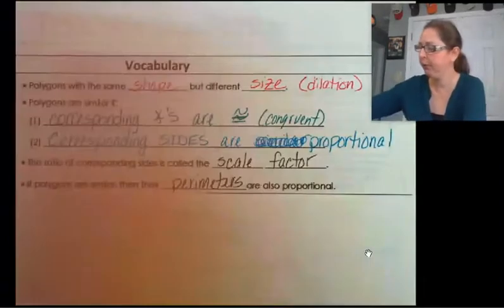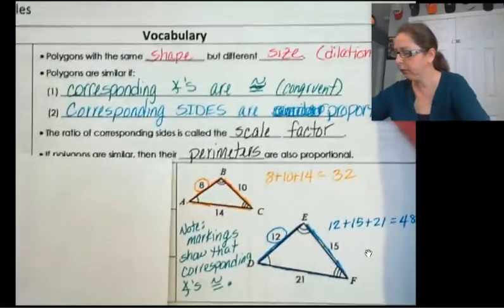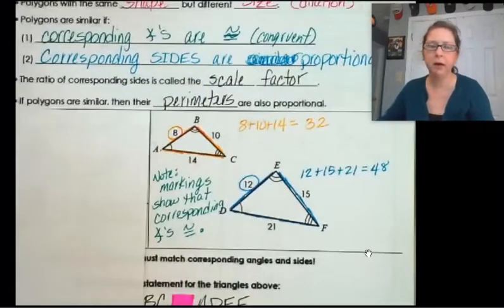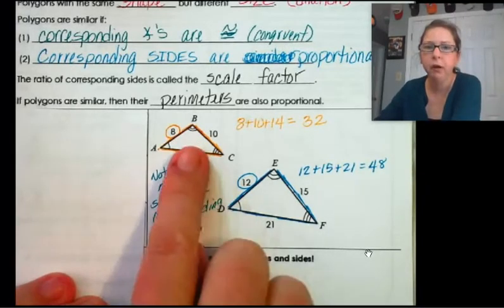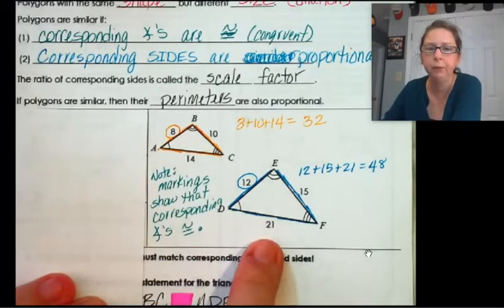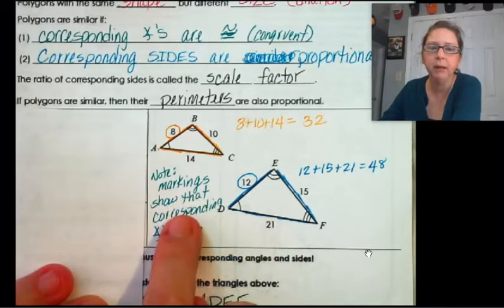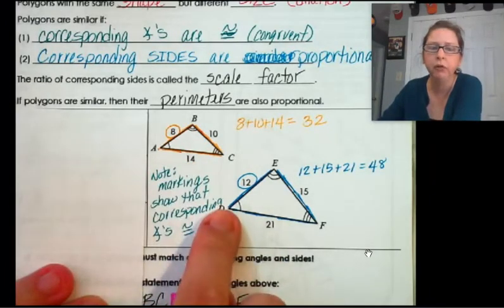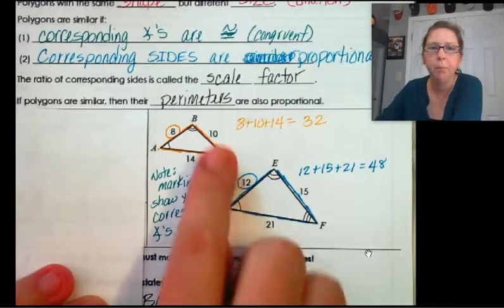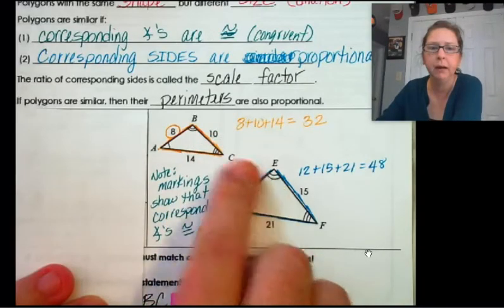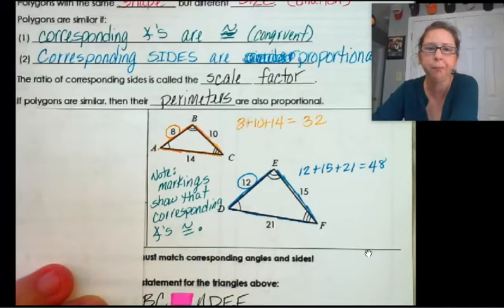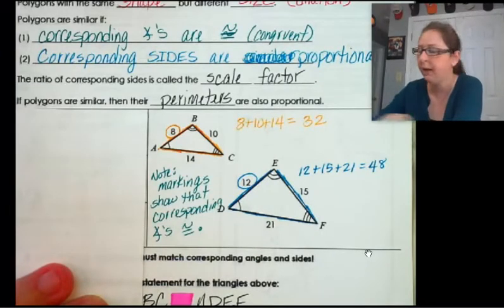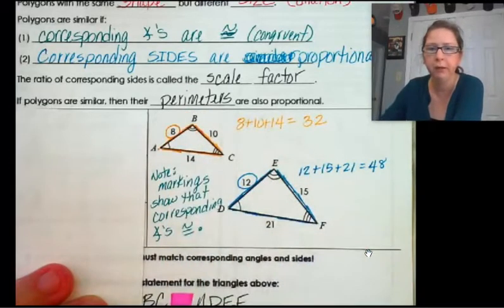So I have an example down here that's already on your guided notes, but I color coded it, okay? So I have an orange triangle and a blue triangle. I want you to note that the markings in the angles are already showing that angle A is congruent to angle D, angle B is congruent to angle E, and angle C is congruent to angle F. They've already given me that information. And then they gave me the side measures for each triangle.